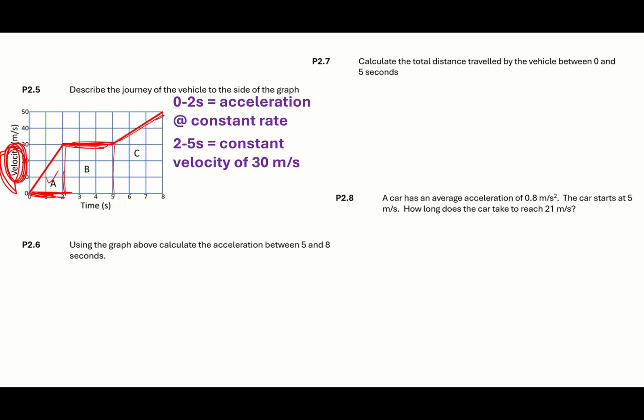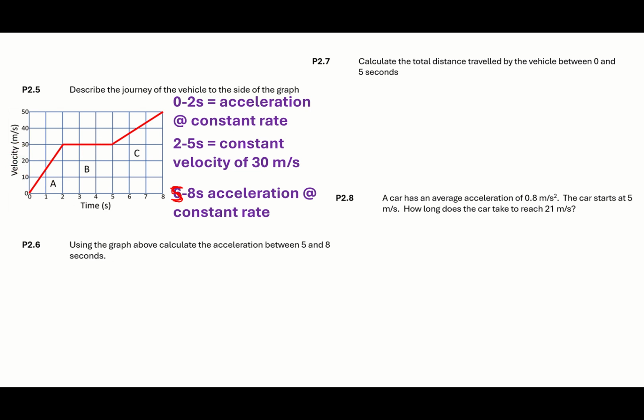And then C, we've got an acceleration again, and it's acceleration at a constant rate. You see, I've just chunked it in terms of 6 to 8. Oh, sorry, guys, that should be 5. So 5 to 8 there. It says use the graph to calculate the acceleration between 5 and 8 seconds.